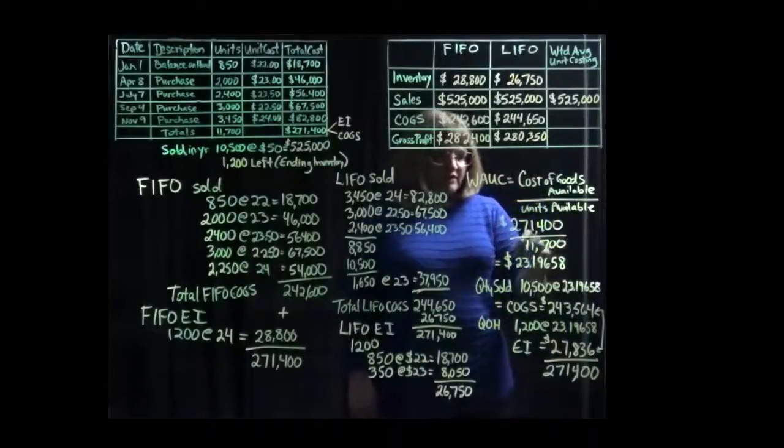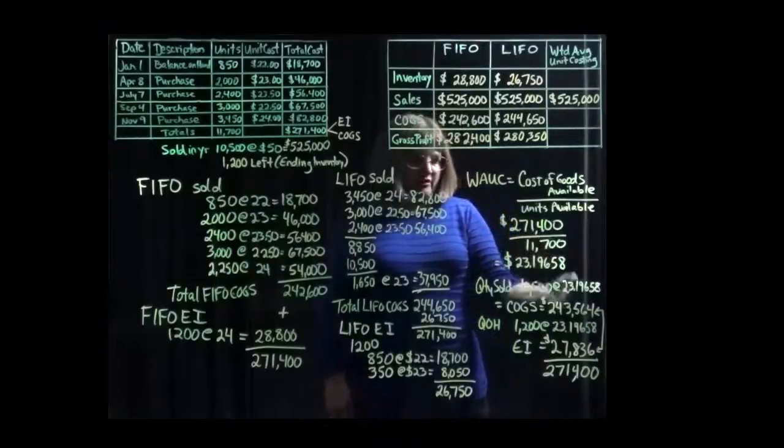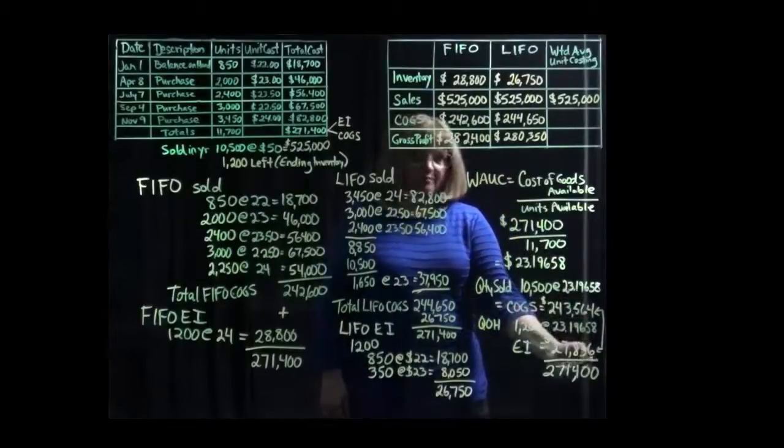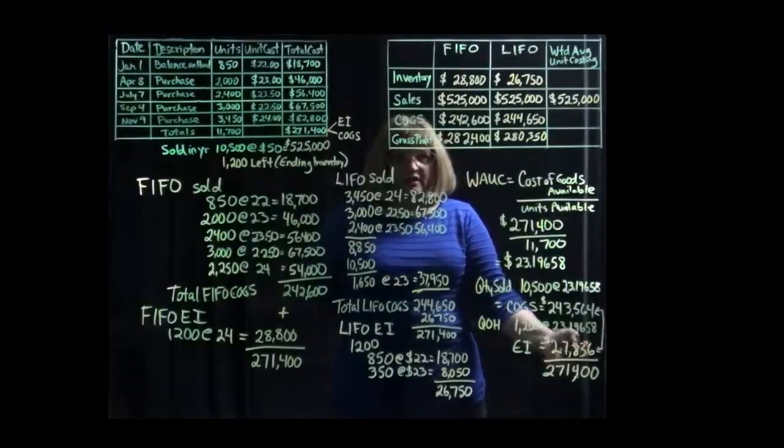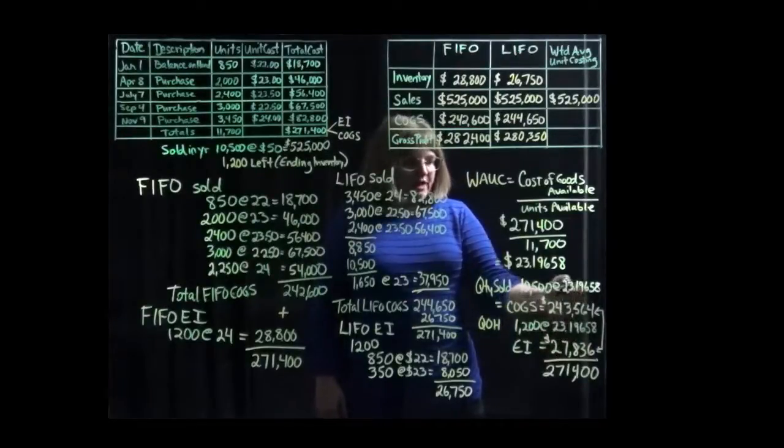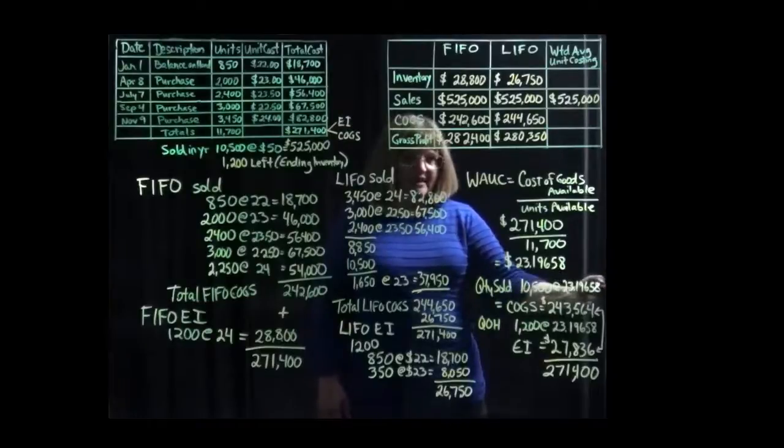Notice if you had rounded here to 23.20, you would have ended up with numbers that added up to something bigger than this because you allocated more cost than actually was available. So keeping more decimal places at this stage will help you avoid doing that.